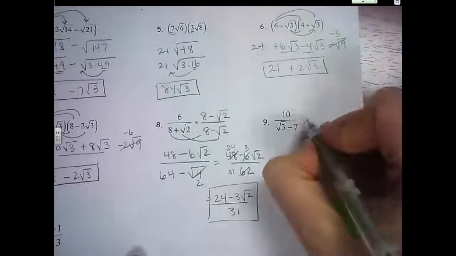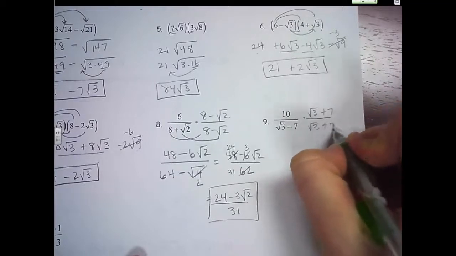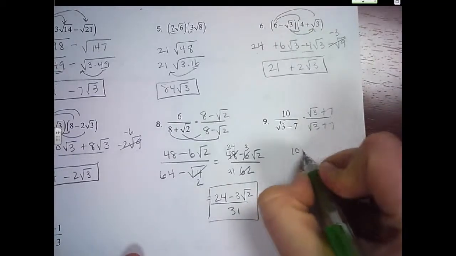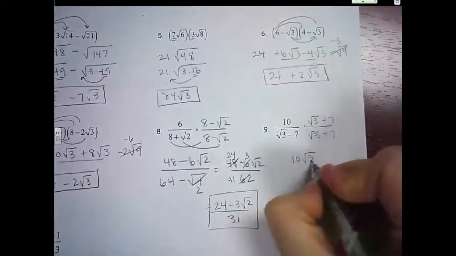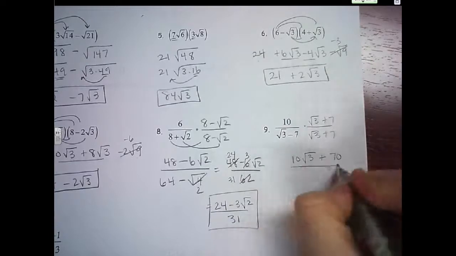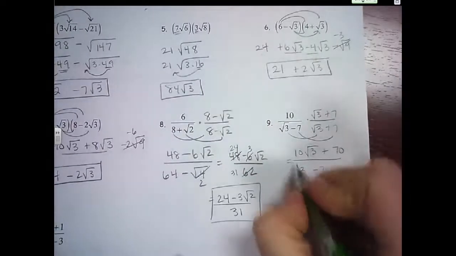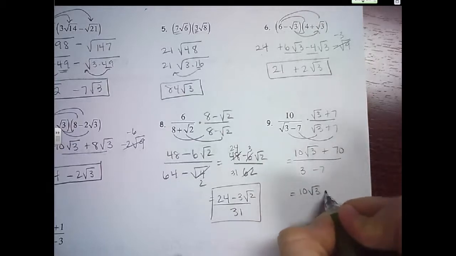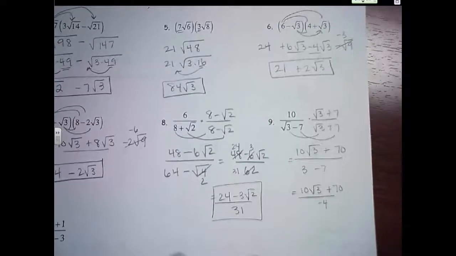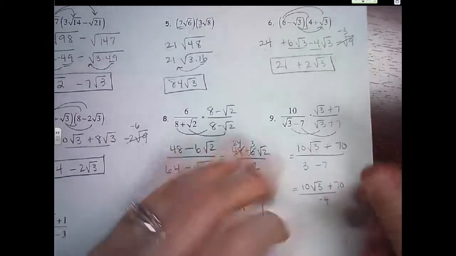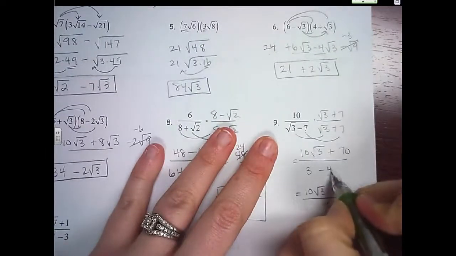Number 9, multiply by the conjugate, square root 3 plus 7 over square root 3 plus 7. Distribute on the top, so 10 square root 3, ooh, that's an ugly 3, plus 70 over 3 minus 7. So 10 square root 3 plus 70 over negative 4. I did something wrong. Oh, I'm sorry. Let me fix that. Negative 7 times 7 is 49. Try again.